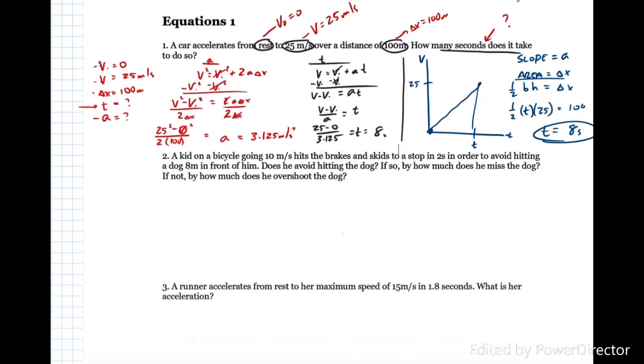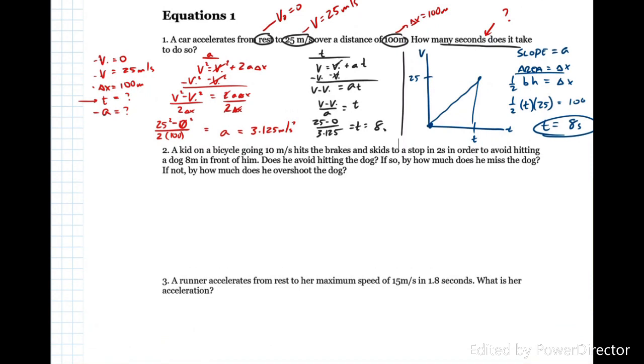Question 2, we have a child on a bicycle who hits the brakes to try to avoid hitting a large dog. It's going to take him 2 seconds. So, same deal, we want to look at our knowns, so we're going to circle him. He's traveling at 10 meters per second, skids to a stop, it takes him 2 seconds. We have this 8 meters bit, and we want to know if he avoids hitting the dog.